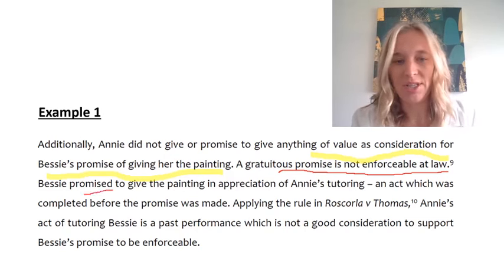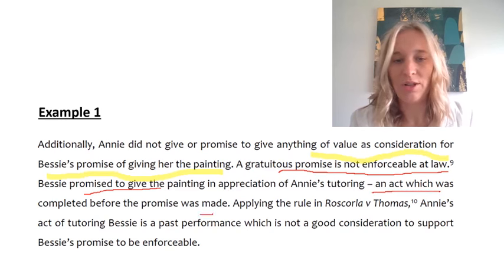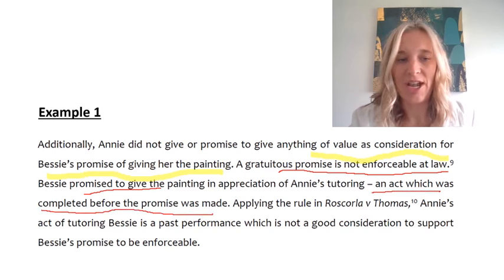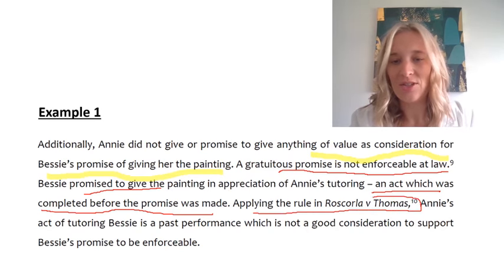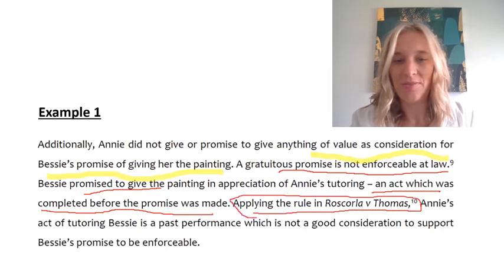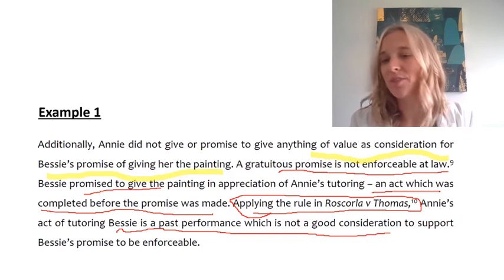Okay, so here's the promise. Here's the fact that it came before. The consideration came before the promise was made. Here's the student applying the key authority, and here's the student confirming or reiterating that in this particular scenario, this particular promise involves past performance, which is not good consideration.